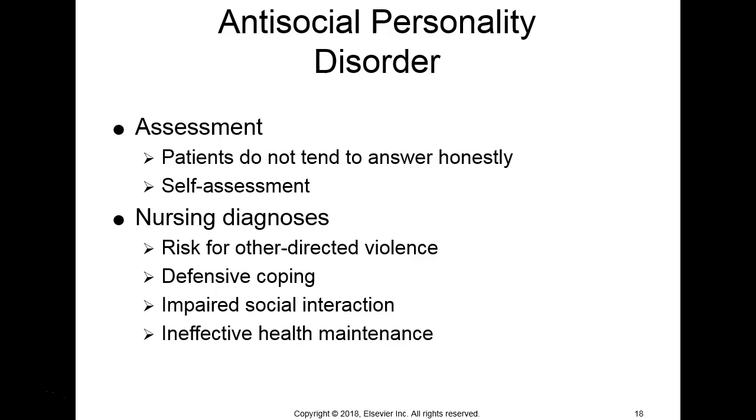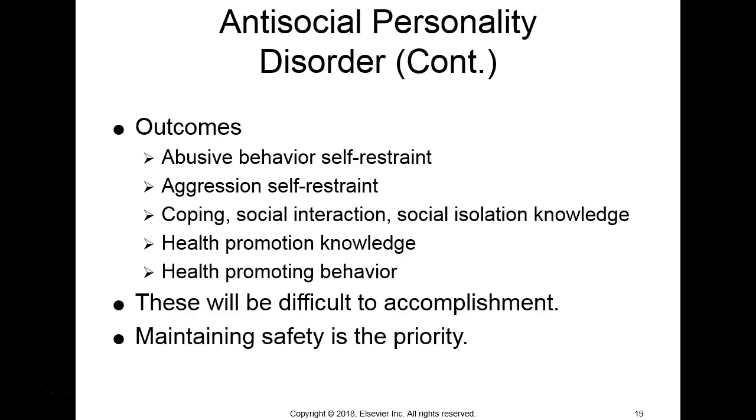They do have some nursing diagnoses that apply here. Risk for other-directed violence, more so than self-directed violence, because they're not necessarily going to kill themselves, but literally they will hurt or kill other people sometimes to get their needs met. They just have a basic disregard for human life. They're very defensive. They have very impaired social interactions, ineffective health maintenance. Of course, they're not having a healthy lifestyle when they're engaged in this type of behavior. So very difficult to treat.